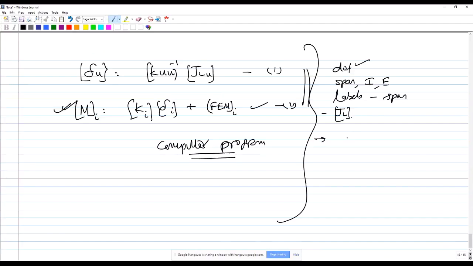Then the program will find out K. The program will find out KUU inverse. The program will find out delta U. Then the program will find out moments of the forces. Let us share the screen now and see how the program is explained line by line.